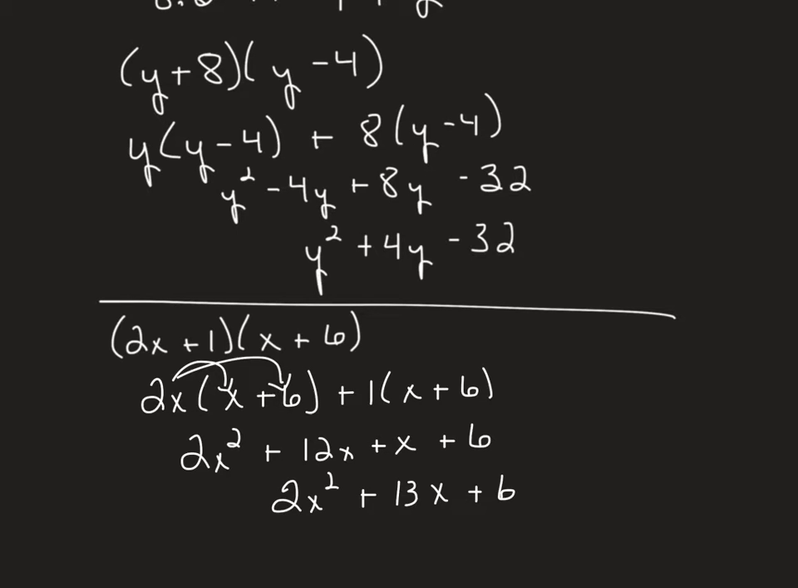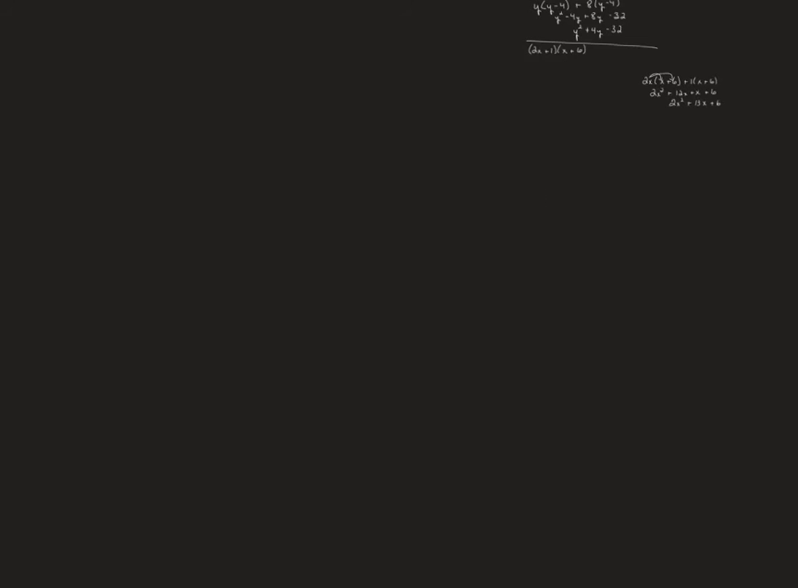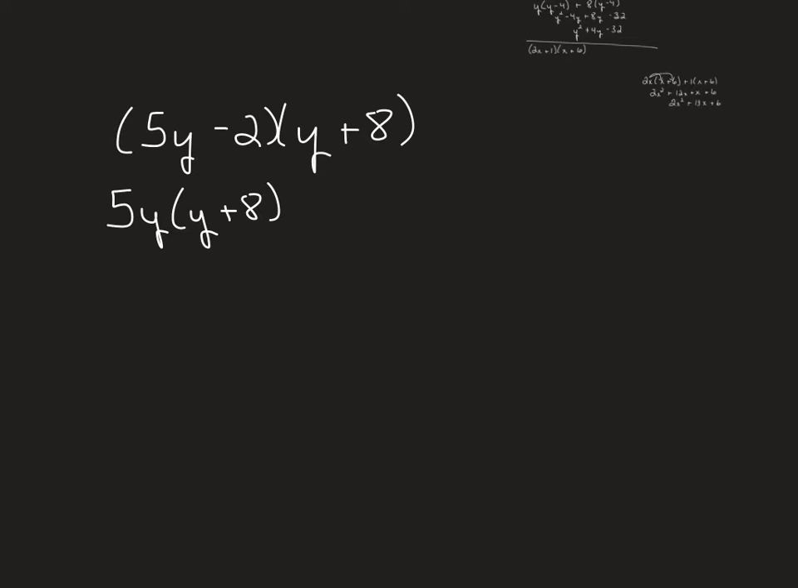All right, let's look at another example. I want to do 5y minus 2 times y plus 8. We can do the same thing using the distributive property. I multiply everything in the second binomial by 5y. And then I multiply everything in the second binomial times a negative 2.